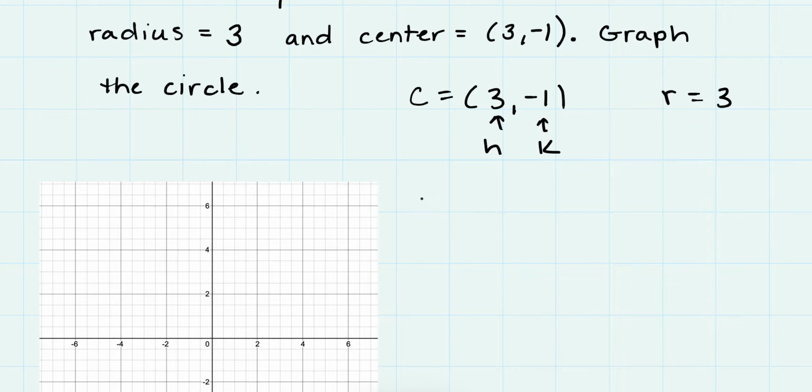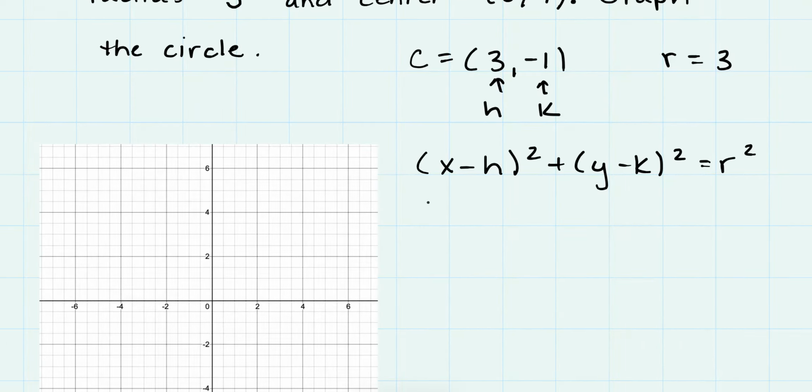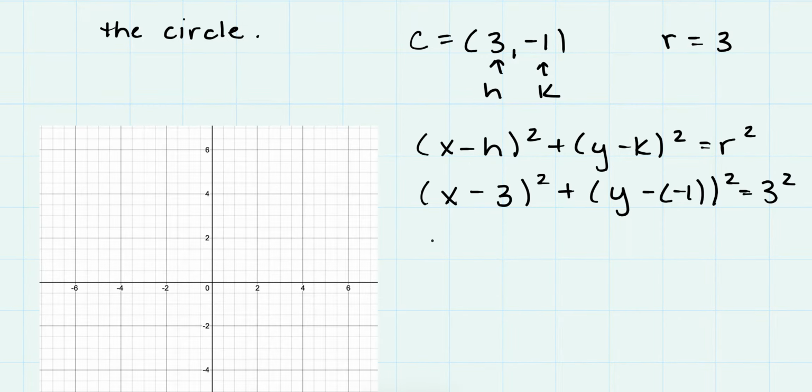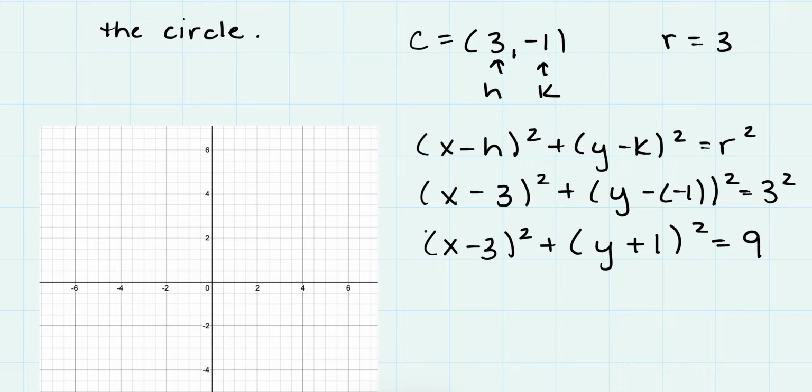Let's find the equation. So we should have (x - h)² + (y - k)² = r², and just plug all the important information in. This is (x - 3)² + (y - (-1))² = 3². Clean this up: (x - 3)² + (y + 1)² = 9. So this is the equation of the circle.